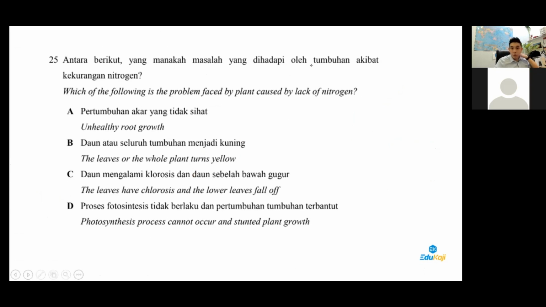Okay, guys, question 25, which of the following problems is faced by plants lacking in nitrogen? If you follow your textbook, you should know it's chlorosis and leaves can fall off. The rest is completely out. Chlorosis means the leaves become yellow.